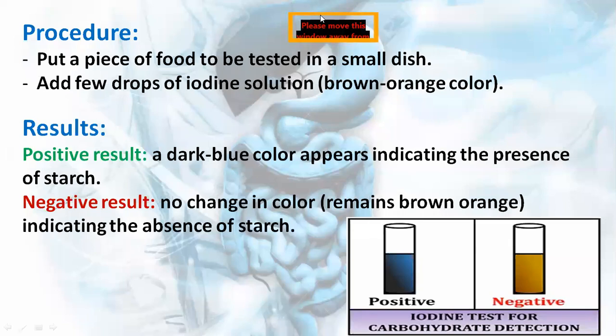So my first question is, why do we do the Fehling test? What is the aim of the Fehling test? Okay. It is done to identify the presence of reducing sugar. Abbas, reducing sugar. Yes. The Fehling test is done to identify the presence of reducing sugar.